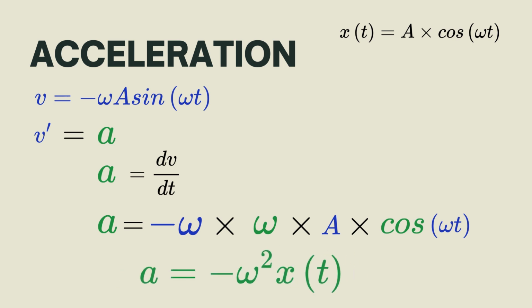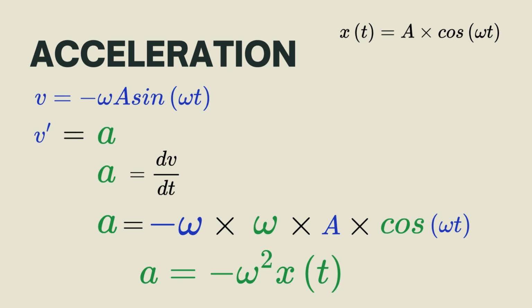When we simplify that, we get acceleration equals negative angular velocity squared. To simplify here, we can see that A times cosine of angular velocity times time is actually the same as the original position function. So we can write the acceleration function as acceleration equals negative angular velocity squared times the position function.